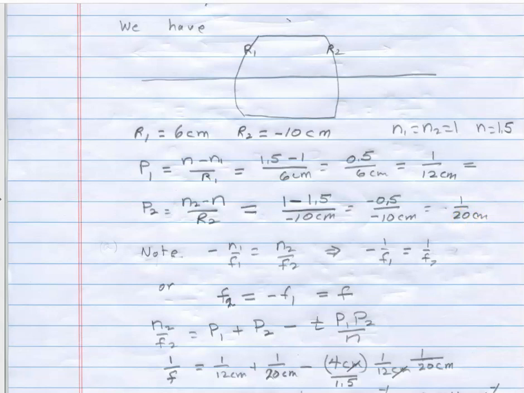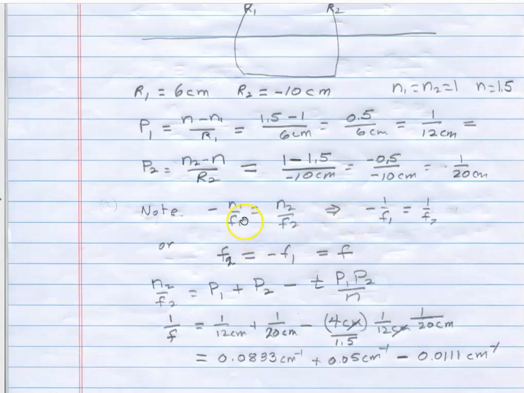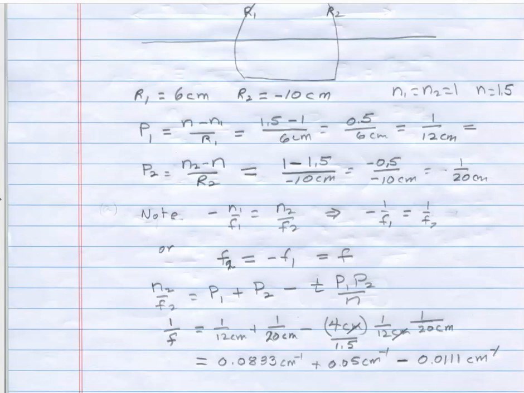In this particular case, we have air on both sides, and from our previous discussion, we know that this formula reduces to F2 is minus F1, or F1 is equal to minus F2, which I'll indicate by F here. So now we're really ready to start the problem.